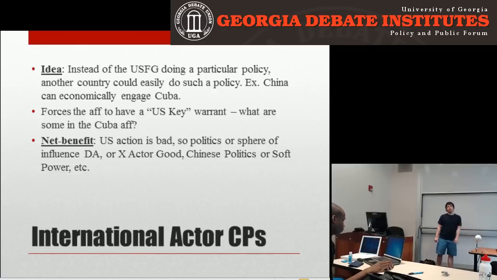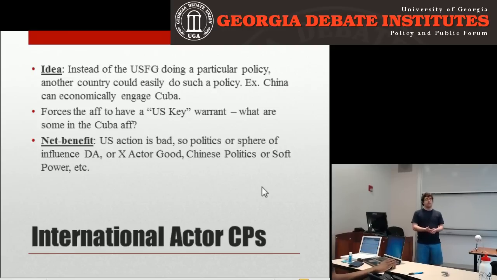And then you'll have a lot of other affirmatives that will not have U.S. specific advantages, so having an international actor counterplan is extremely helpful. So the net benefits, or the reasons why maybe a different actor over the United States is preferable, are any reason why U.S. action is bad, or like a sphere of influence disad.